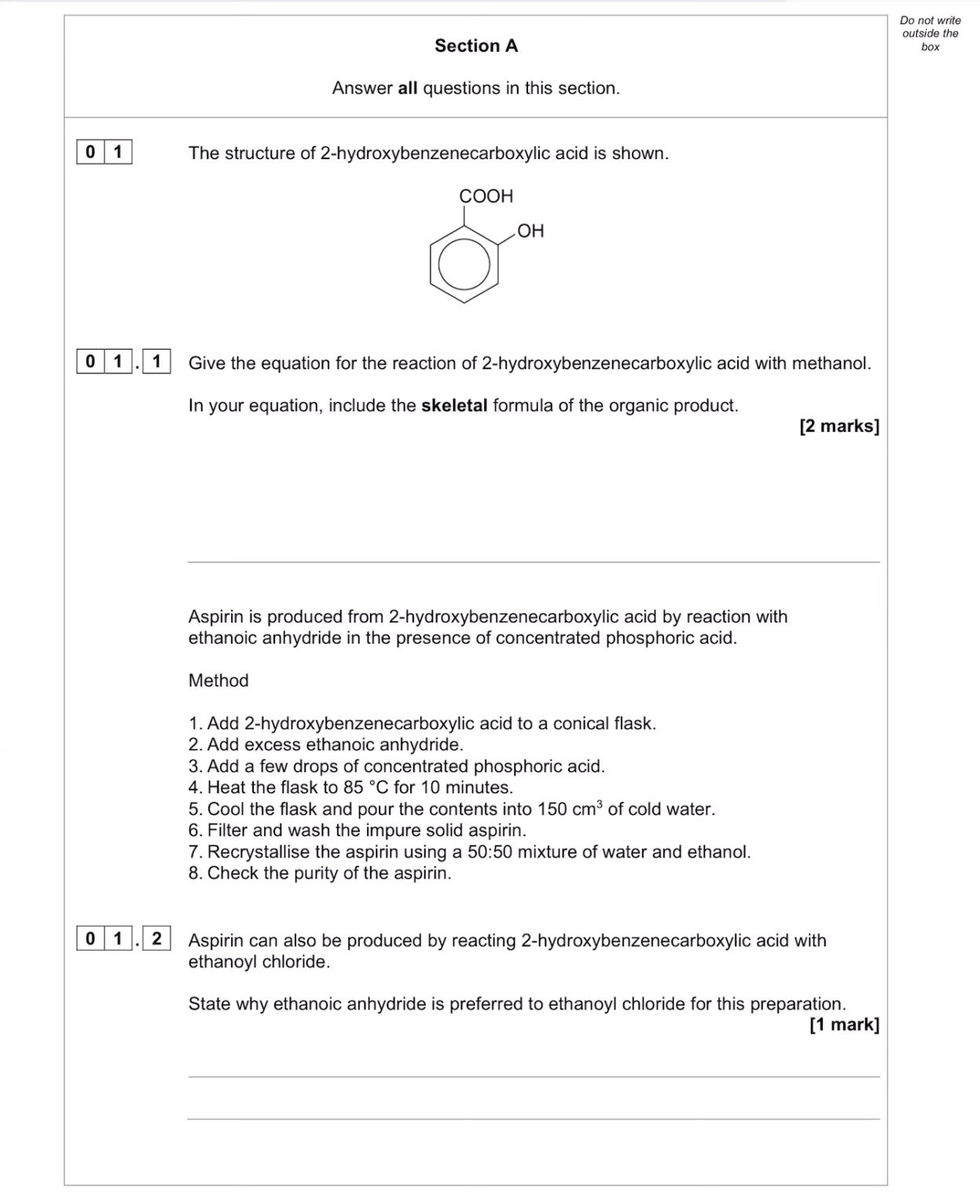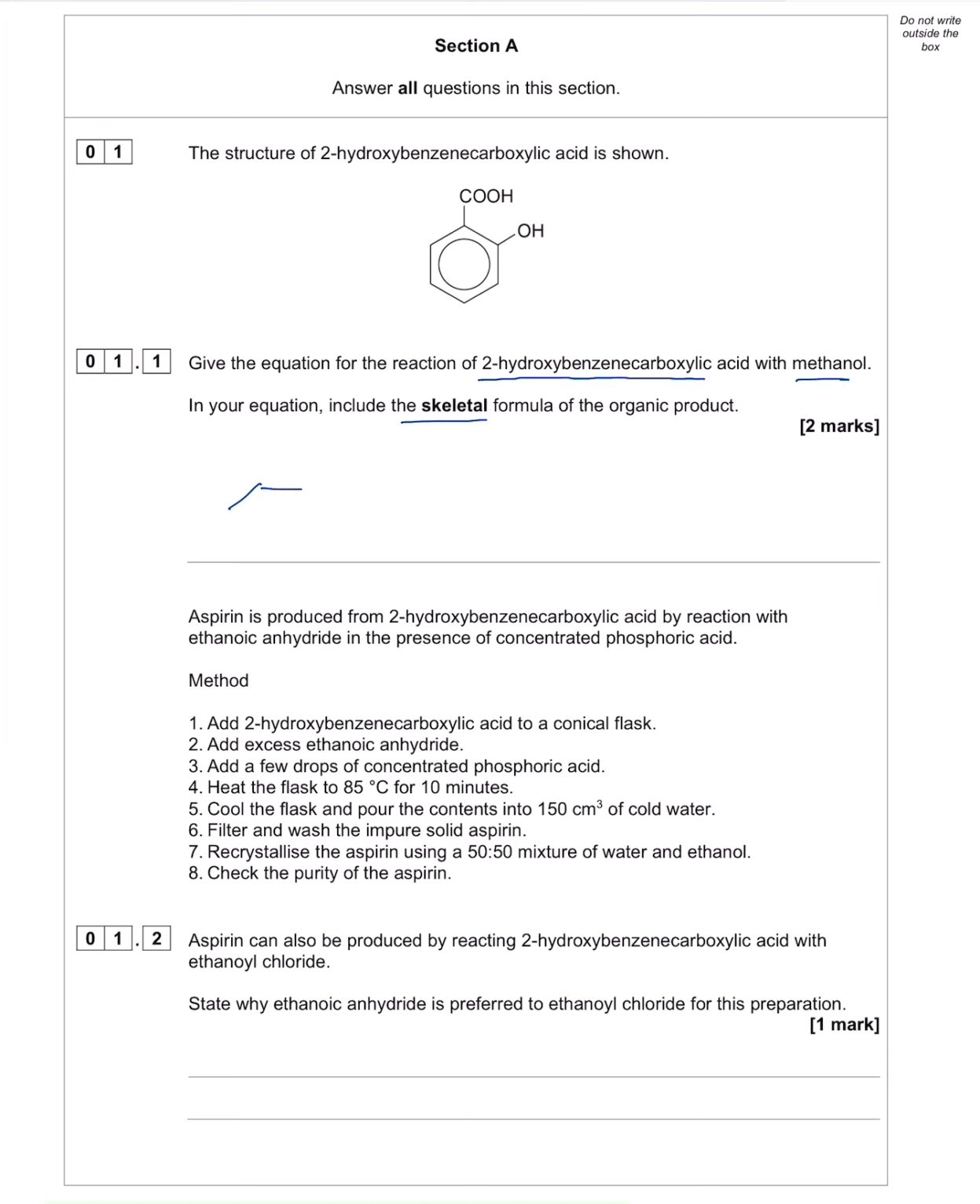At the beginning, they provided you with the structure of the starting material, which is 2-hydroxybenzoic acid, and they ask you to give an equation for the reaction of the 2-hydroxybenzoic acid with methanol. In this case, we have an alcohol reacting with a compound that has a carboxylic acid group. So there will be a reaction between an acid and an alcohol to give you an ester. They want the product to be in the skeletal formula.